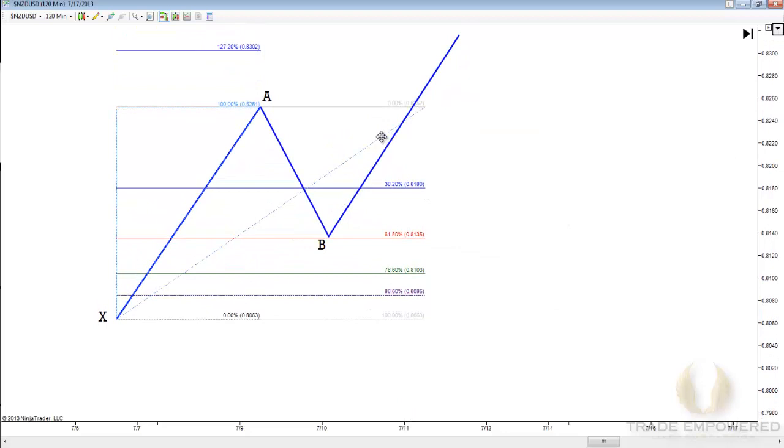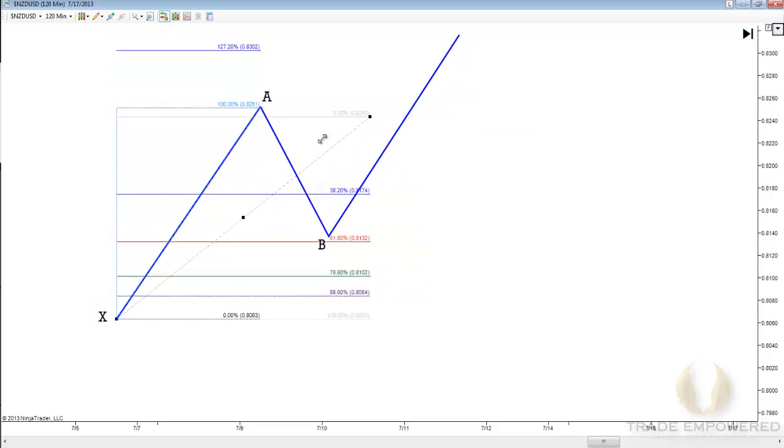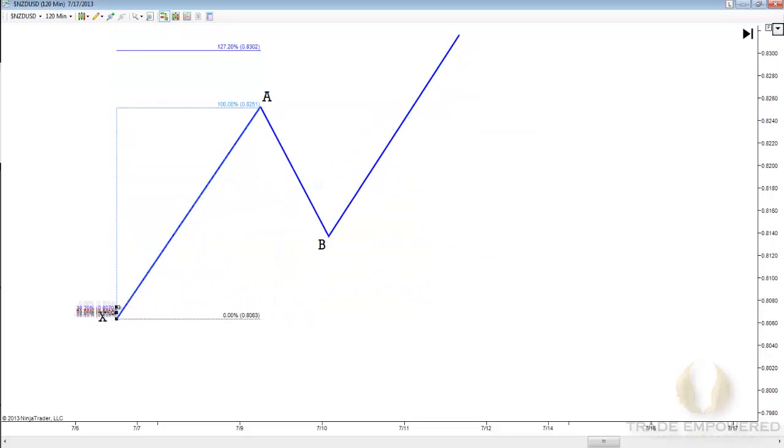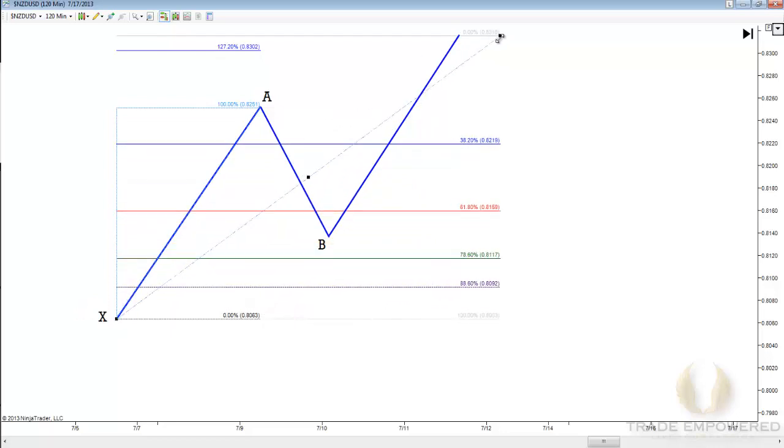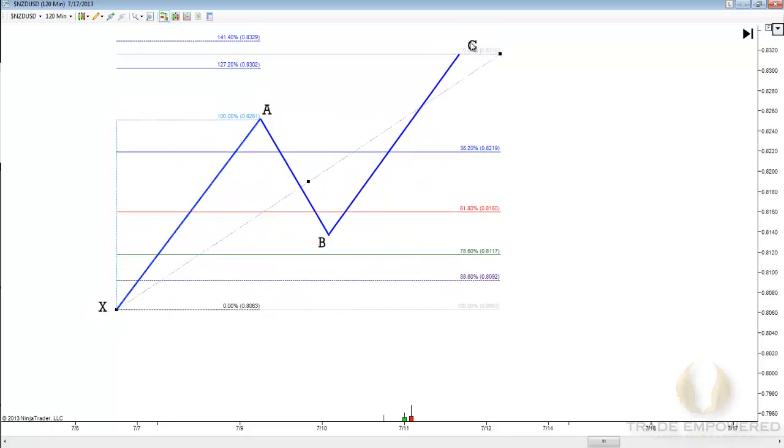Lastly, I'm going to take my Fibonacci extension tool, or my Fibonacci retracement tool, excuse me. I'm going to draw that from my X leg all the way to my C leg. And I'm going to look for the 786 of that entire move for my cipher pattern completion.